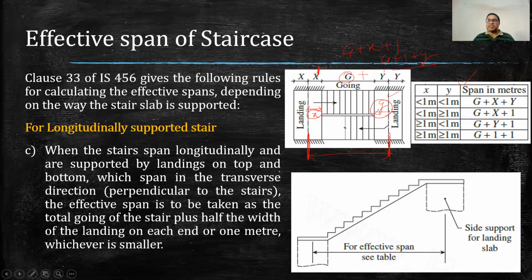So basically, according to this table, the effective span will be G plus X plus Y, provided X and Y are less than 1. By chance, if they are more than 1, it will become G plus 1 plus 1. So all four possible cases are mentioned here.